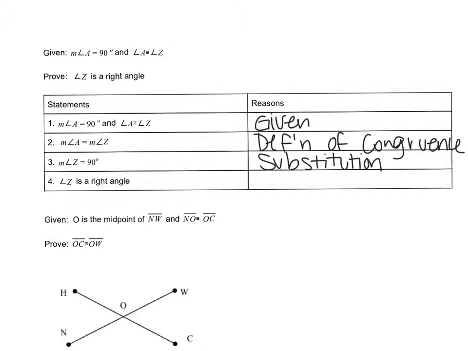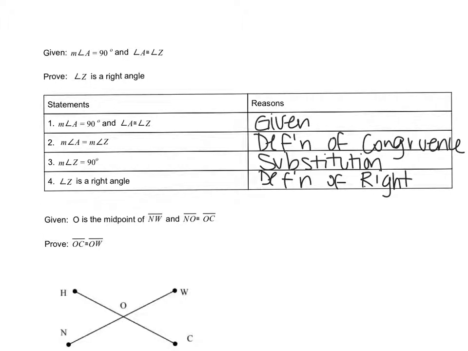And then lastly, we have angle Z as a right angle. Well, since the measure of angle Z is 90 degrees, angle Z is a right angle, and the reason would be that's the definition of a right angle. So a reason: definition of right angle.